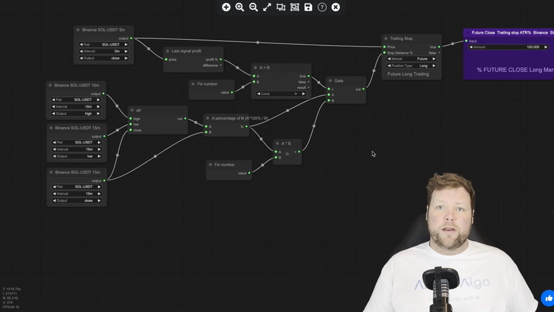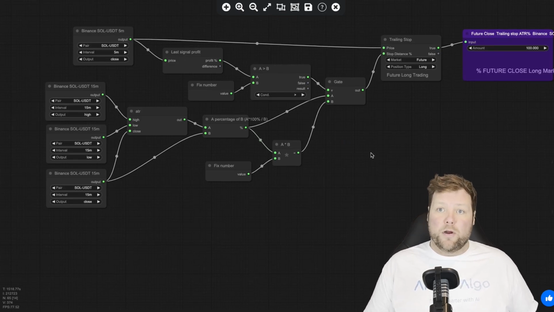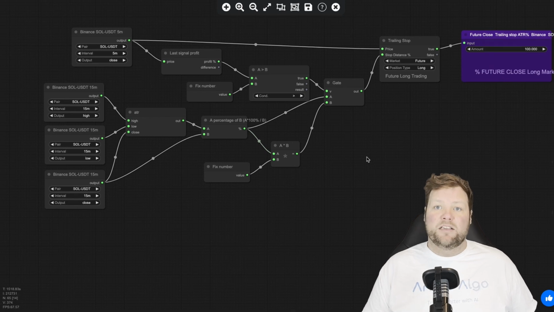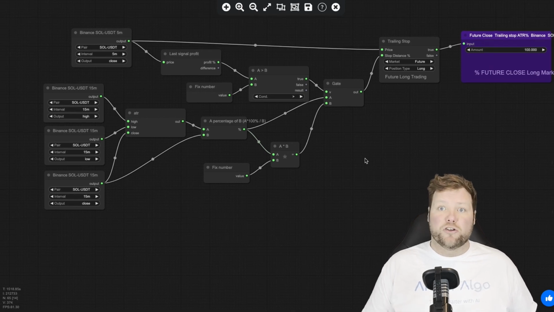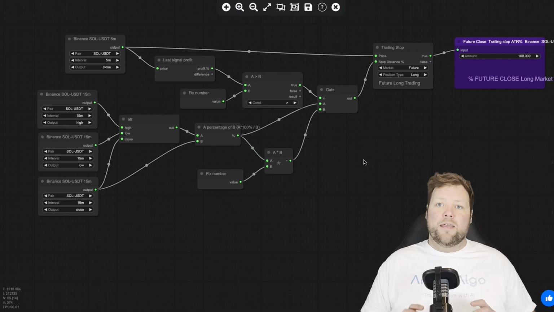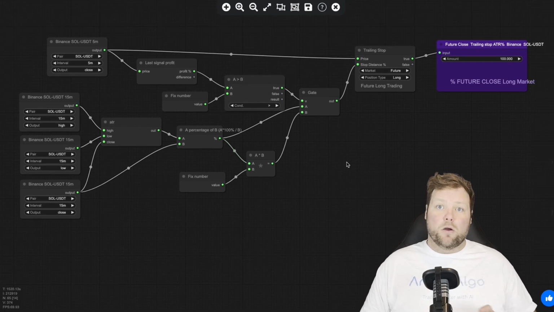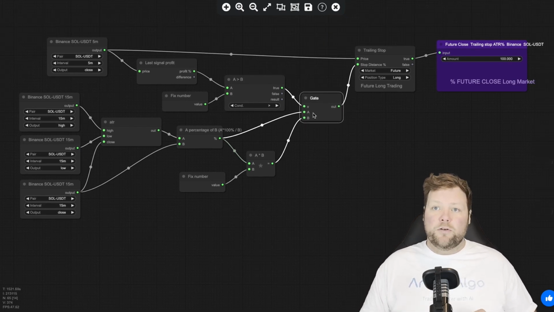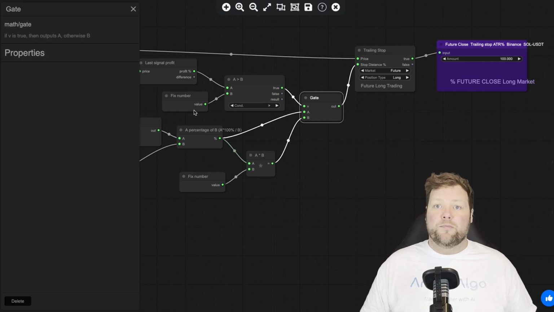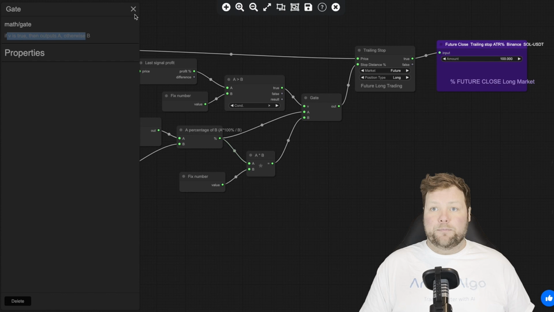An experienced trader might take more risk early on in the trade and naturally become more protective if it's in a healthy profit. This is a behavioural trait known as loss aversion. They don't want to give up the gains that they've just made. We can recreate that behaviour here using this gate block. The gate can output one of two values based on a condition. If V is true, output A, otherwise output B.